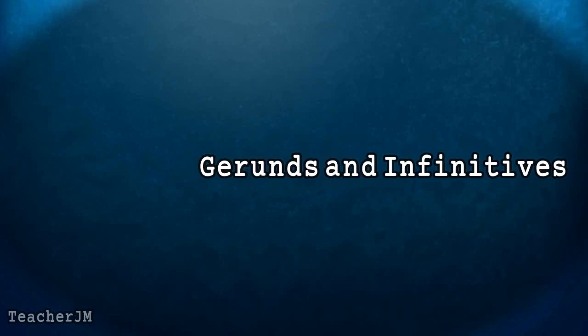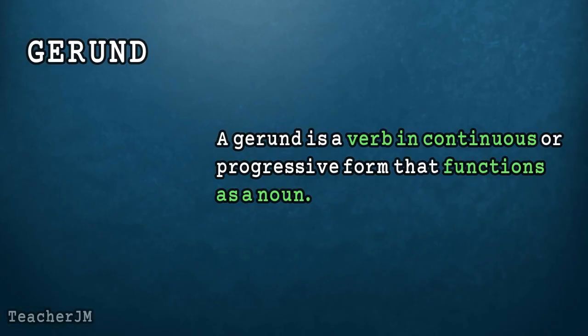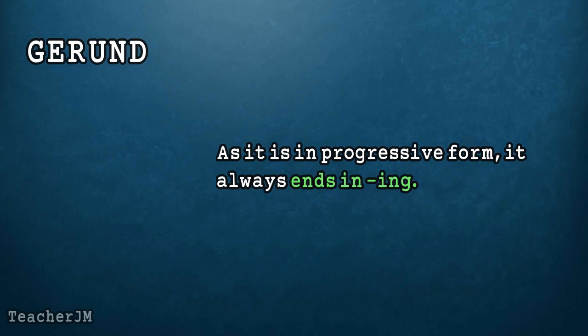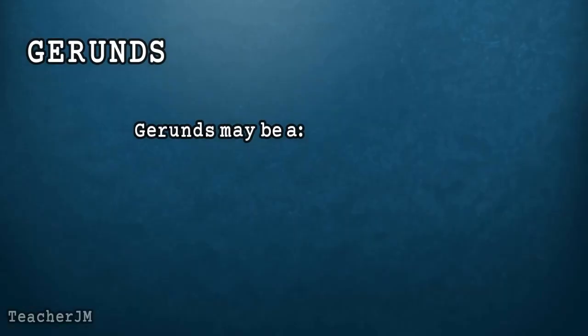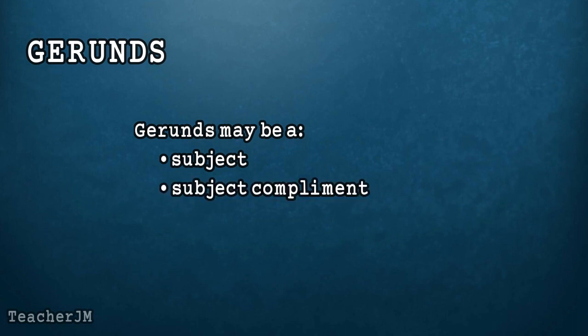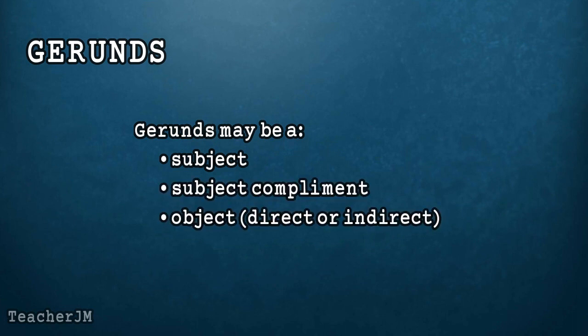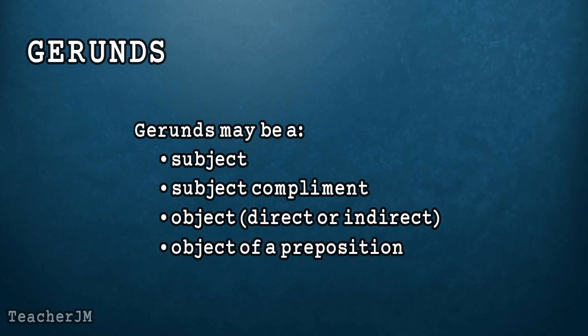Gerunds and Infinitives. A gerund is a verb in continuous or progressive form that functions as a noun. As it is in progressive form, it always ends in ing. Gerunds may be a subject, complement, an object, which may be direct or indirect, or an object of a preposition.